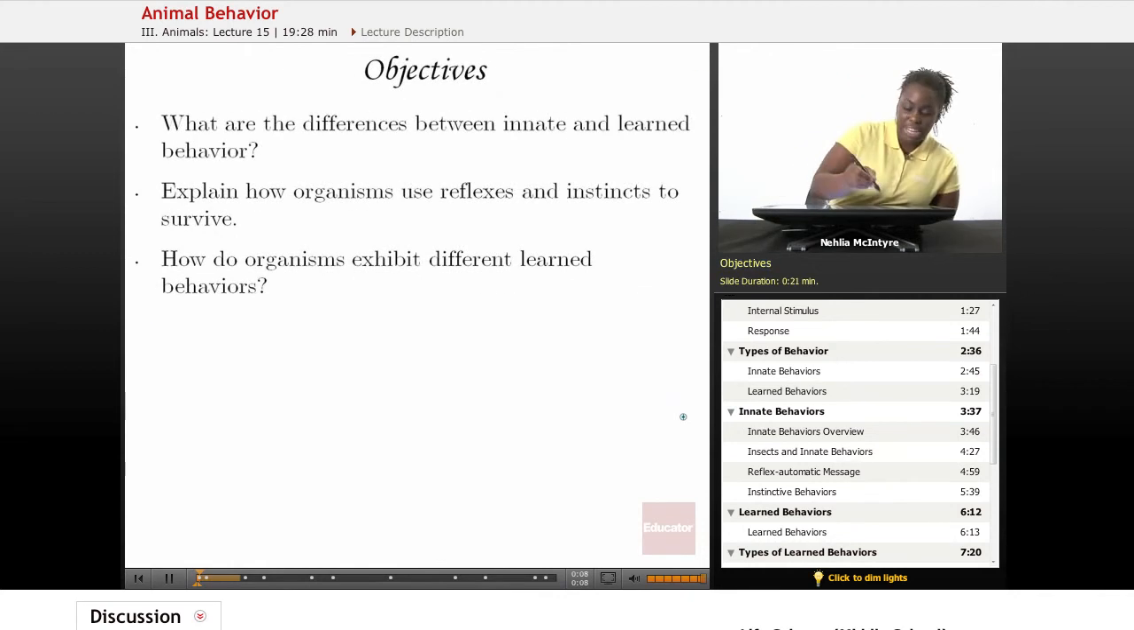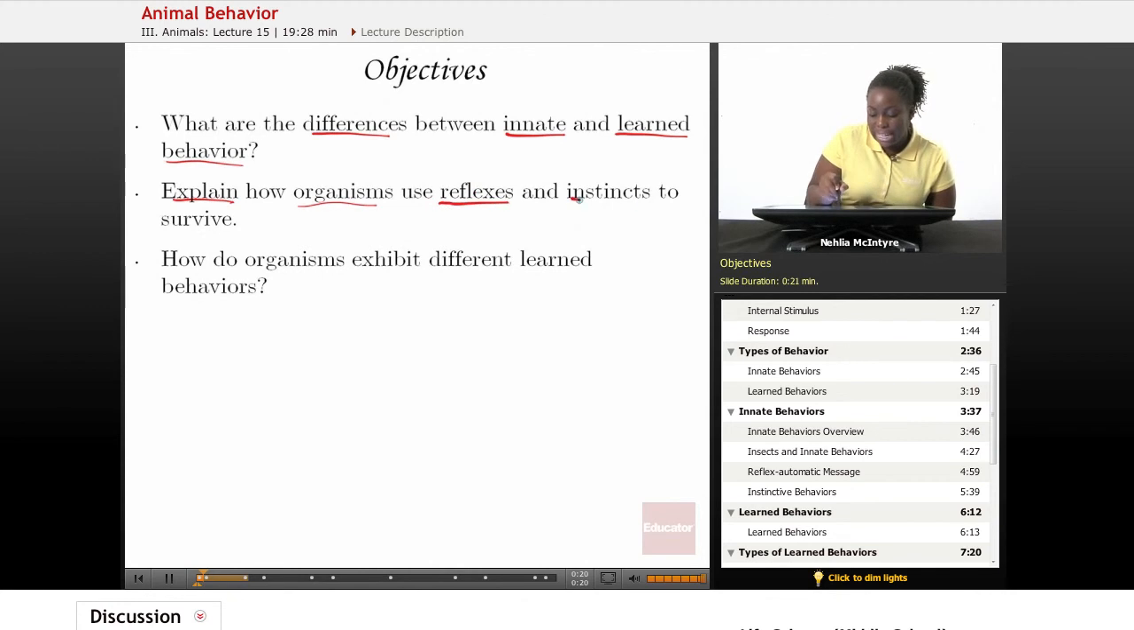Our objectives for today's lesson will be number one, what are the differences between innate and learned behaviors? Number two, explain how organisms use reflexes and instincts to survive. And number three, how do organisms exhibit different learned behaviors?